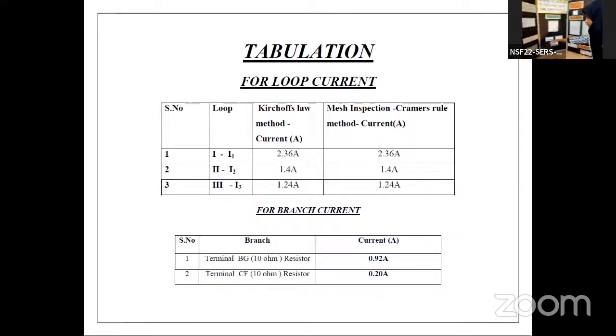First, I'm considering the loop A, B, G, H, A. In that, we have to find the loop current I1. For this, we have two resistors, and we have the formula V is equal to IR. So we have to find I here. We get the resistance and the voltage, and then we form this equation.